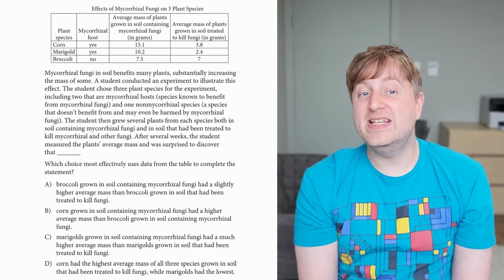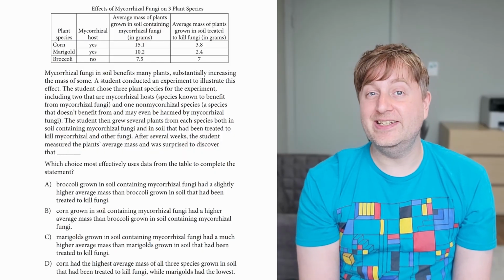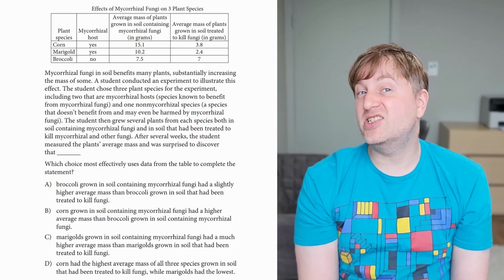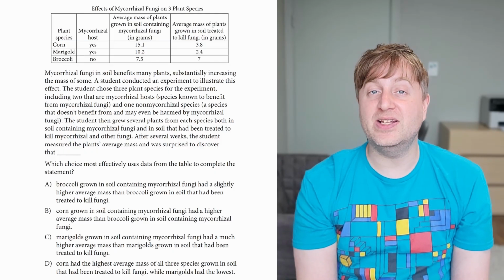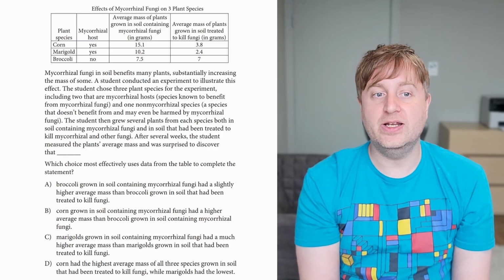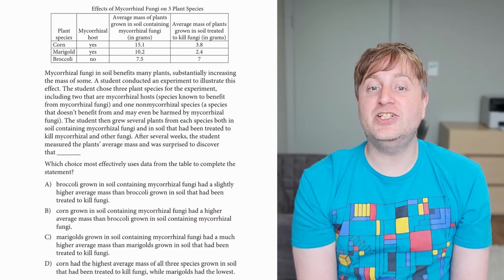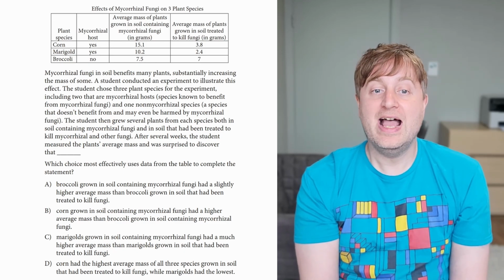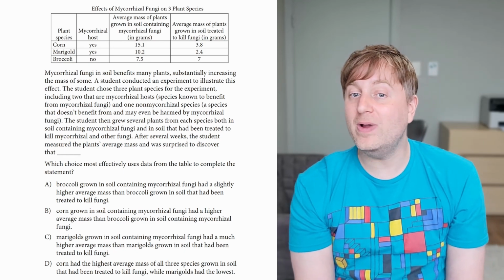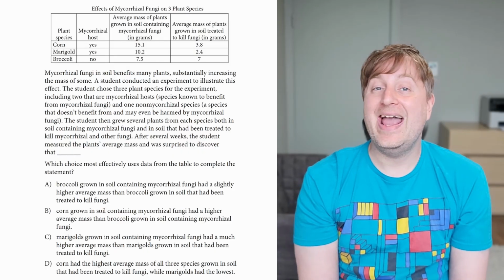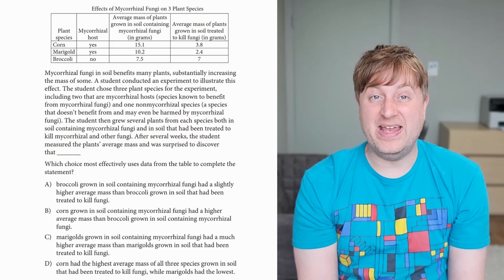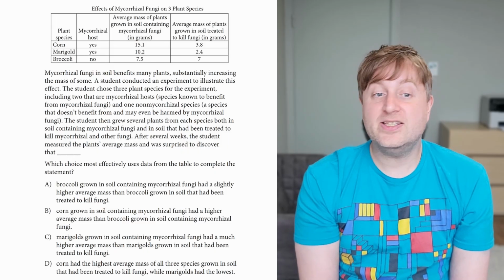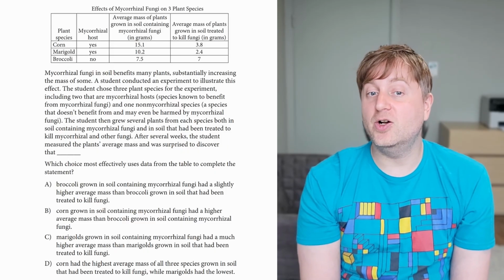So the big clue is in the final sentence, just as we predicted. I'm talking about the word surprised. So what goes in the blank is going to be something that surprised the student. And to determine what would surprise the student, we need to know the student's expectations. We see that in the experiment, the student exposed mycorrhizal hosts and non-hosts to soil with and without mycorrhizal fungi. And mycorrhizal fungi is expected to benefit the hosts, but it says that it could even harm the non-hosts. Since the student was surprised, we want something that goes against that.